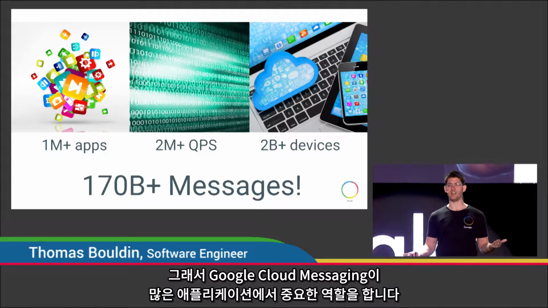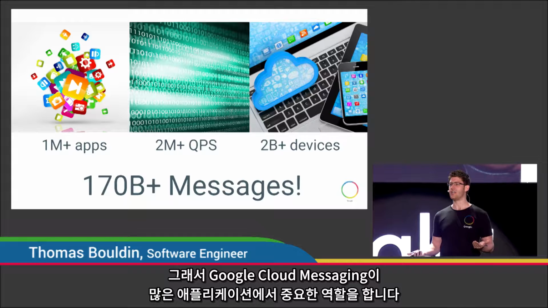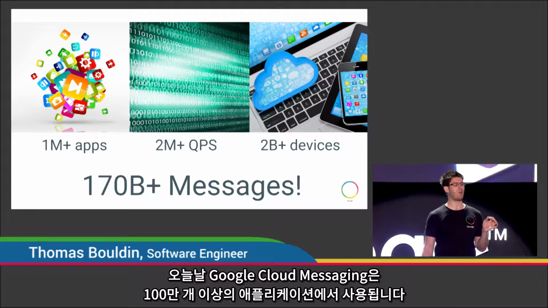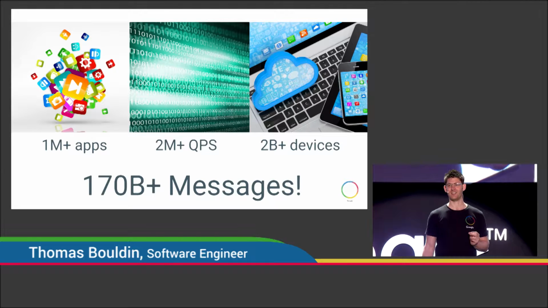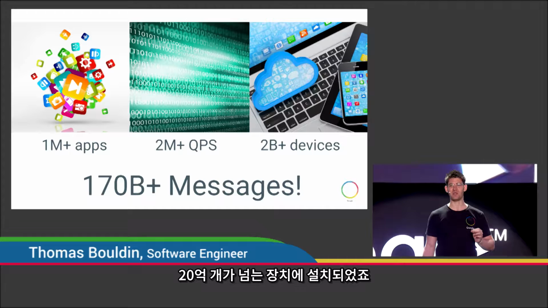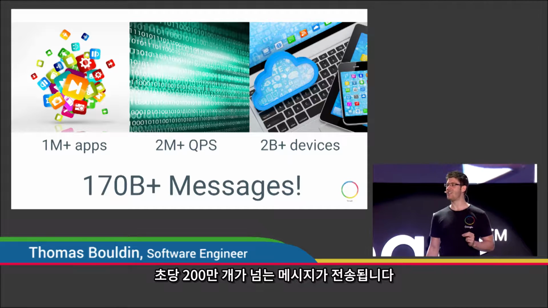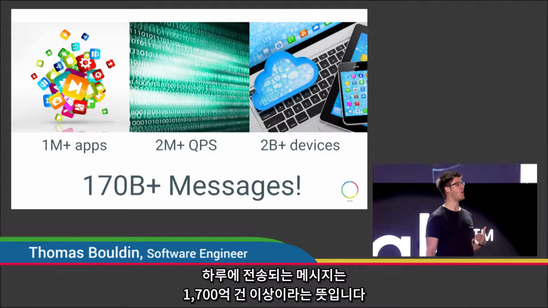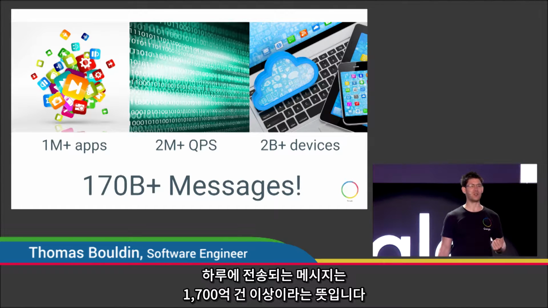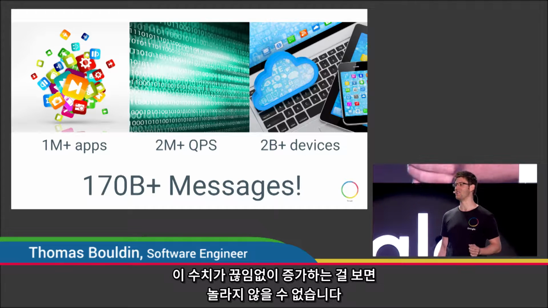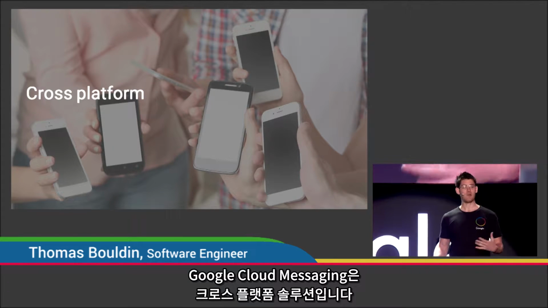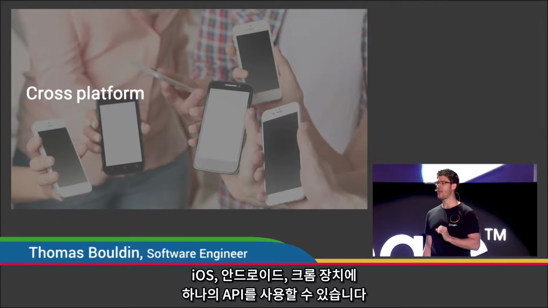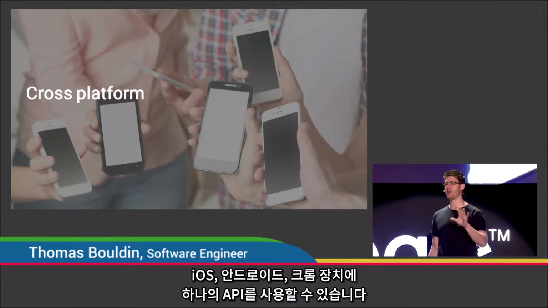So we believe this is why Google Cloud Messaging is an important part in so many applications across iOS, Android, and Chrome. Today, we are powering more than 1 million applications installed across over 2 billion devices. And we're actually sending over 2 million messages per second. That adds up to over 170 billion messages per day. And it's amazing to watch these numbers continue to grow. And remember, Google Cloud Messaging is a cross-platform solution. So you can use one API to reach your iOS, Android, and Chrome devices.